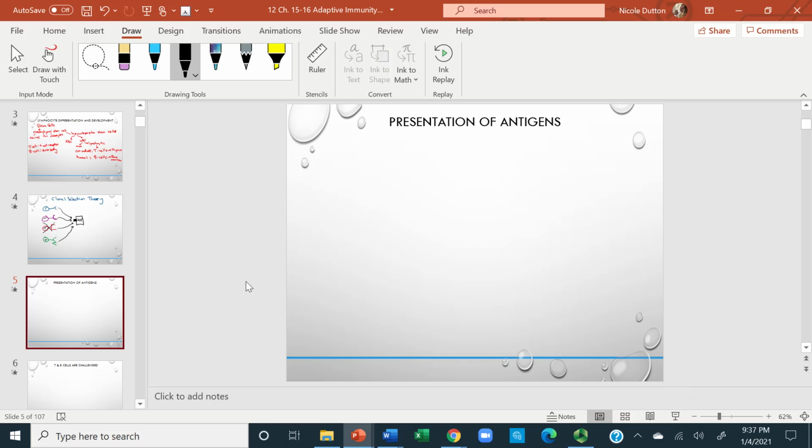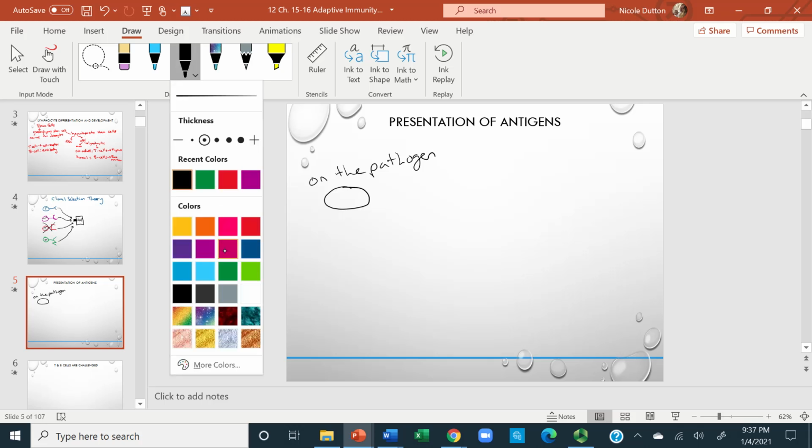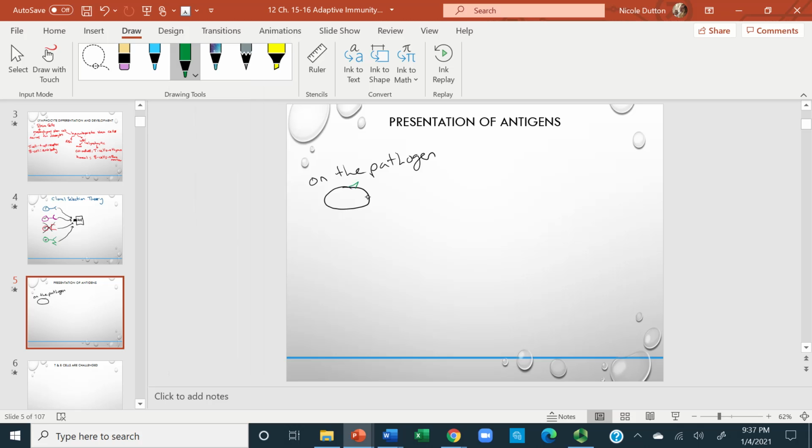Presentation of antigens. There are 3 different ways that our lymphocytes can be presented with antigens. If we want to wake up this adaptive immune response, there are 3 main ways to do it. The first way is probably the most obvious, which would be on the pathogen itself. So we have antigen on the surface of the pathogen, and that's the most direct way to stimulate the lymphocytes.